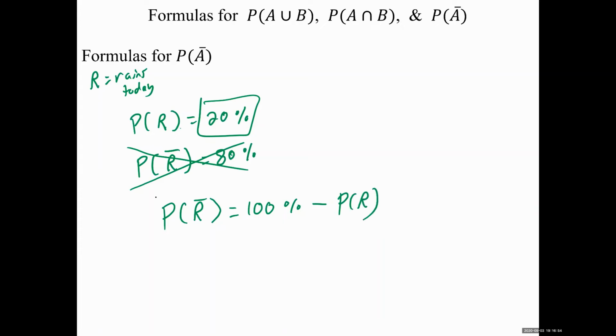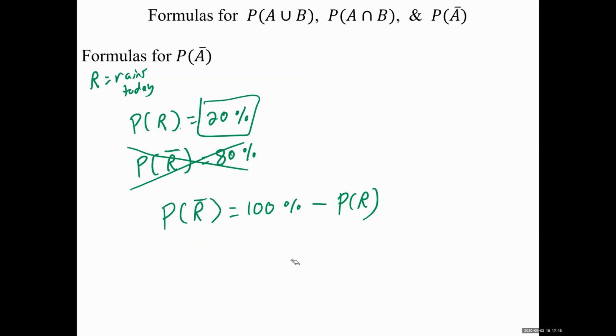Take a look at this. Probability it does not rain. Anytime you find the probability of not, you'll put 100% minus, and then you'll put the same probability, but no line on top. So probability it will rain. Let me read this again. Probability it will not rain is 100% minus the probability it will rain. Okay, so that's the formula for it.